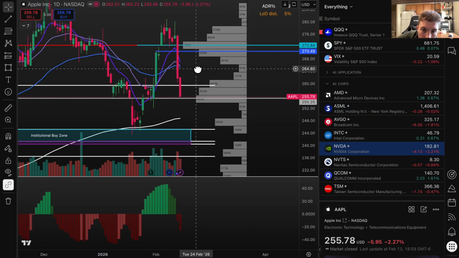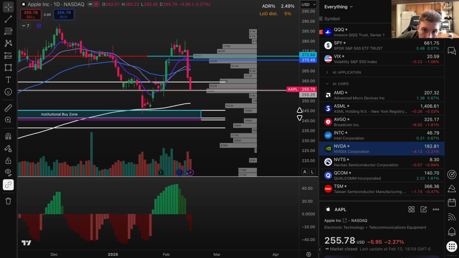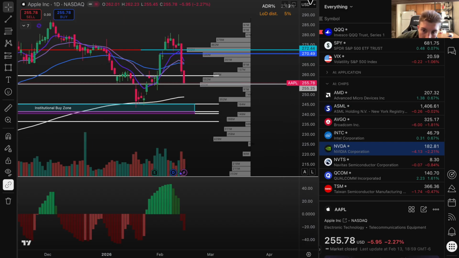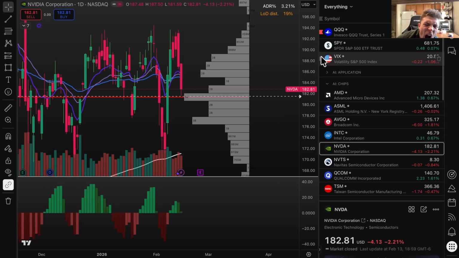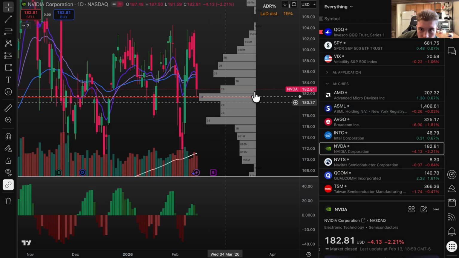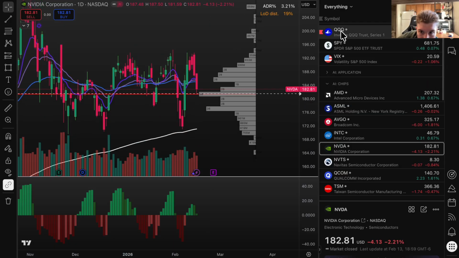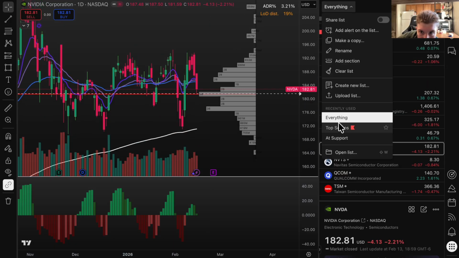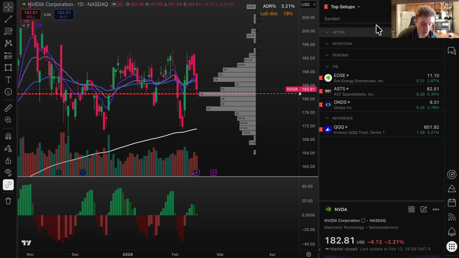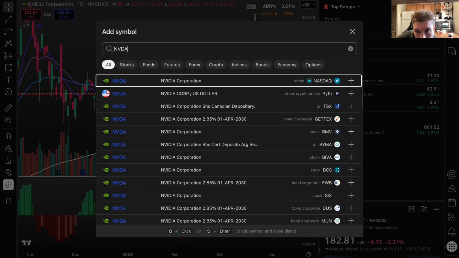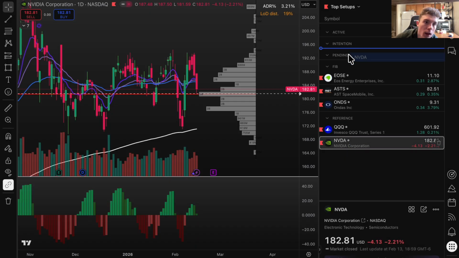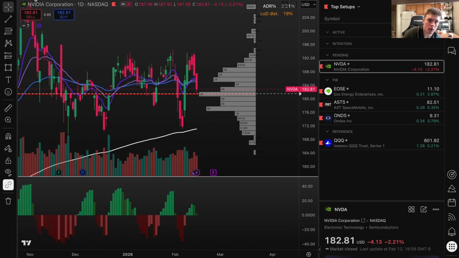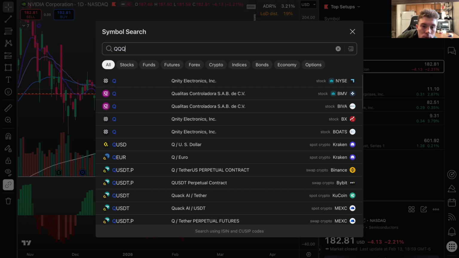Now the downside is like, I don't even know. We could find NVIDIA downside, so maybe we'll add NVIDIA. I don't really have any breakout ideas.